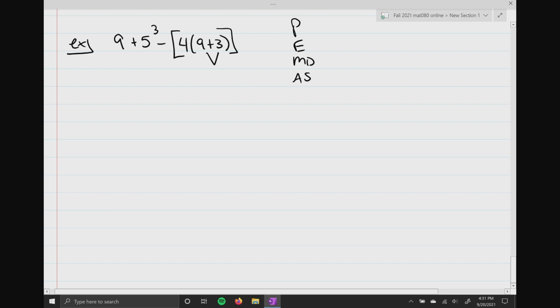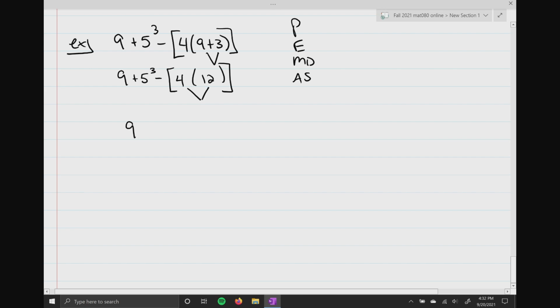Notice I do have brackets, but inside the brackets, I have a set of parentheses. And brackets are only used so we can keep things nice and neat. So I rewrite everything exactly how it looks. So we have 9 plus 5 to the third minus a bracket sign, 4. Now 9 plus 3 is going to be 12. Then I end the bracket. Now I still have math that I need to do inside the brackets. It's going to be this, 4 times 12.